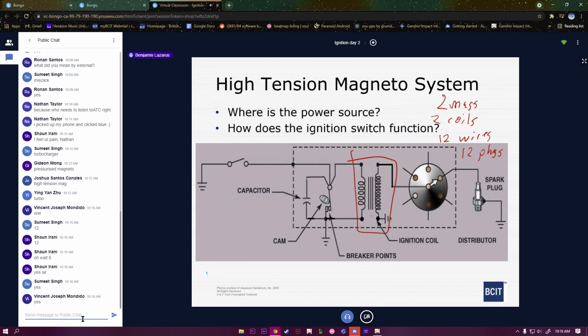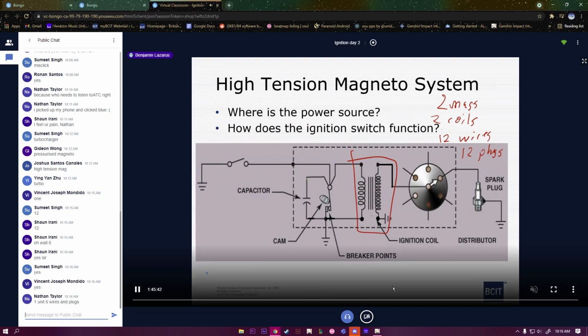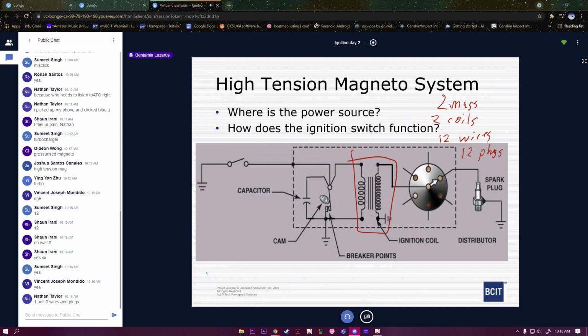Think about the whole system. And you need to know this. How does 1 unit work? 6 wires and plugs. Yeah, each unit gets 6 wires, 6 plugs. And that would run the engine. But we put on 2 units for safety, for duplication. Okay.